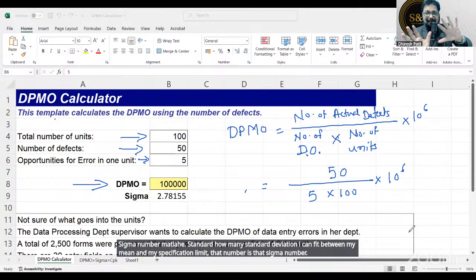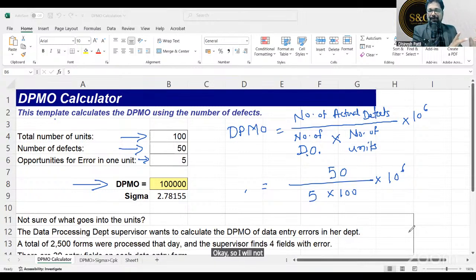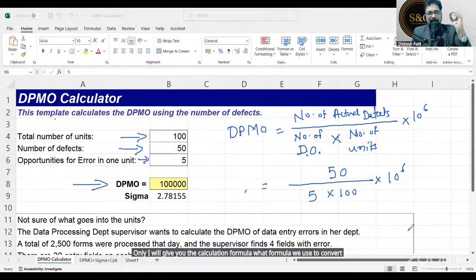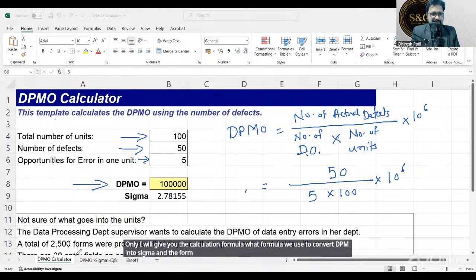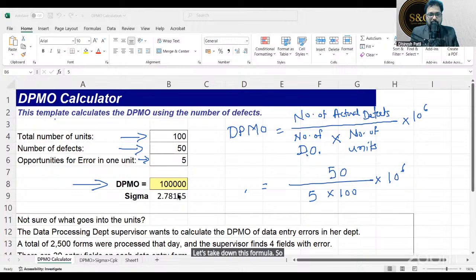Okay. So I will not go back to that formula today. I will only give you the calculation formula, what formula we use to convert DPMO to sigma. And the formula is this. Okay. Just take down this formula. I'm just clicking on this formula. You can see here.